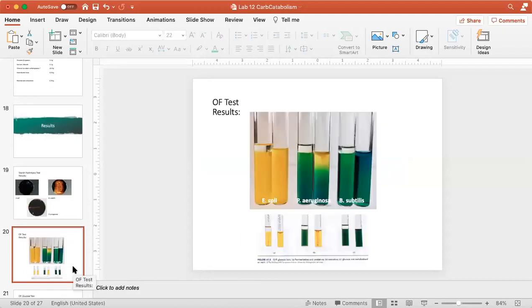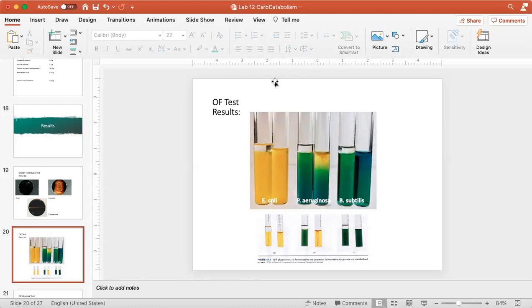All right, let's look at our OF tubes. These 2 tubes are for E. coli. I think you can just see I've got the names down in white. These 2 tubes are Pseudomonas, and these 2 are Bacillus subtilis. And I put the reference tubes down here that we looked at earlier. Evaluate color first. Then compare the open air tube to the oil covered tube to figure out your pathways.